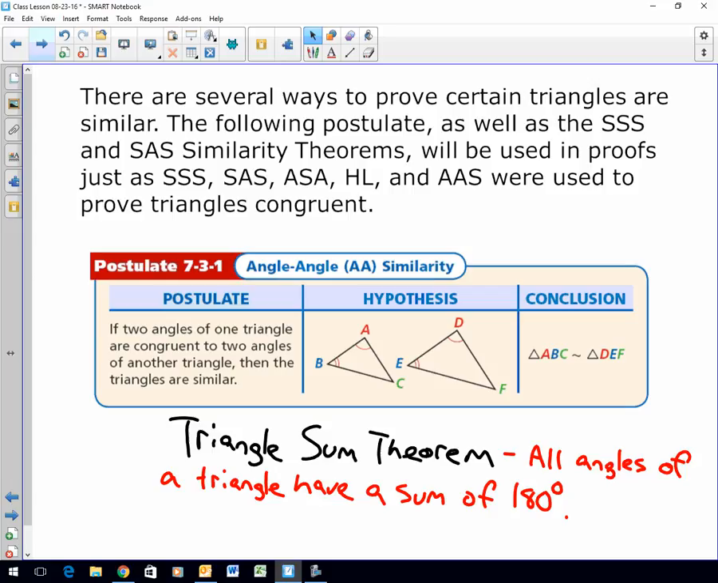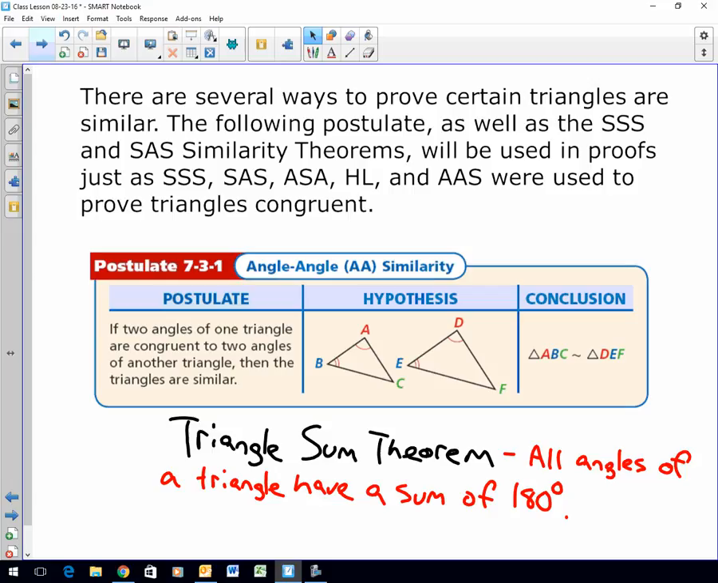But just so we know, we have three main theorems that we're going to talk about as far as triangle similarity is concerned. The first one is angle-angle similarity. If two angles of one triangle are congruent to two angles of another triangle, then the triangles are similar. Two angles of one triangle congruent to two angles of another triangle, the triangles are similar, right?